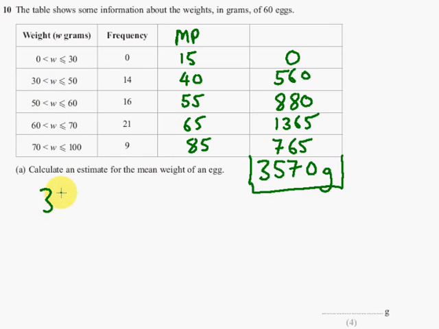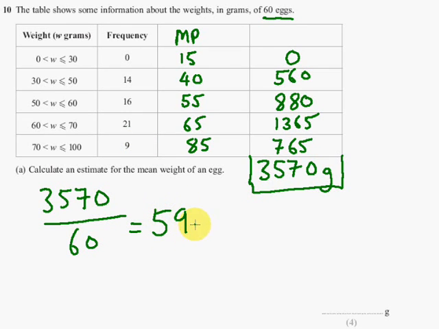So if it's 3,570 and there are 60 eggs in total, we need to divide that by 60 to give us a mean weight of one egg, and that is 59.5 grams. And that's the final answer, 59.5 grams. Now, question 10, part A, is worth 4 marks. Let's have a look at how you get those marks.